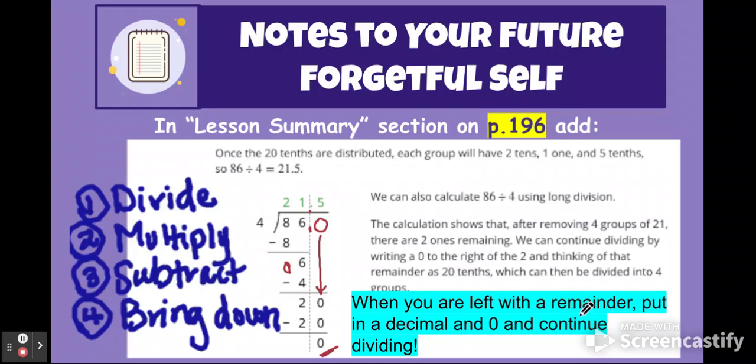And then remember, anytime you're left with a remainder, you're going to put in a decimal and as many zeros as you need until you get a remainder of 0. You're going to continue dividing.